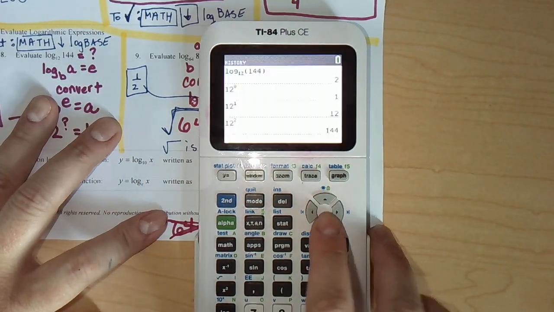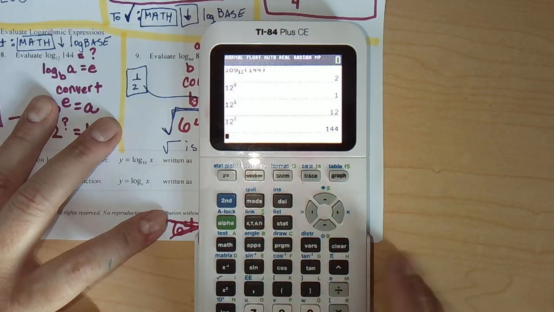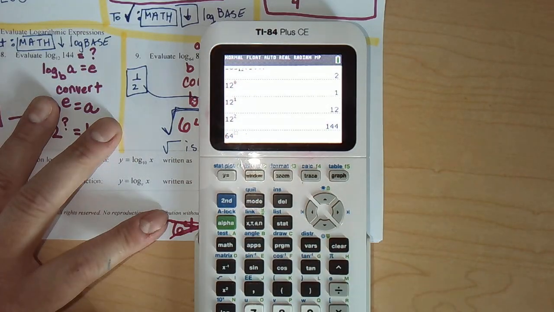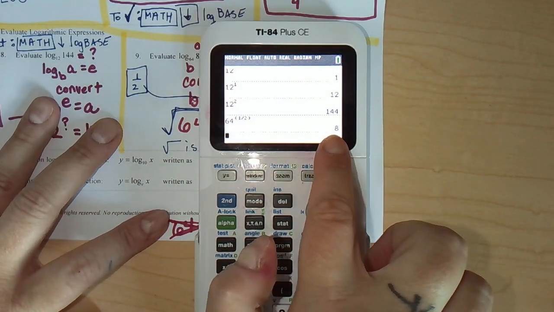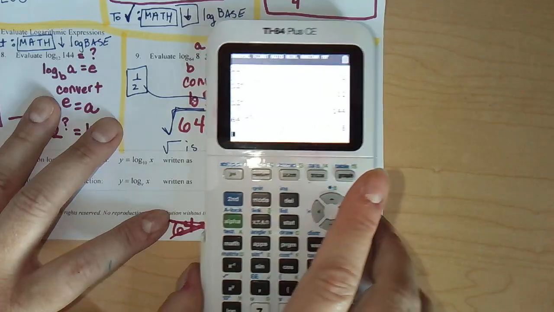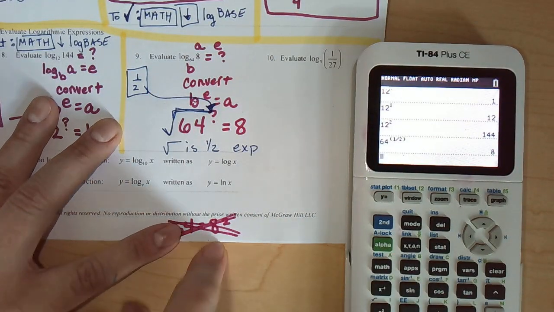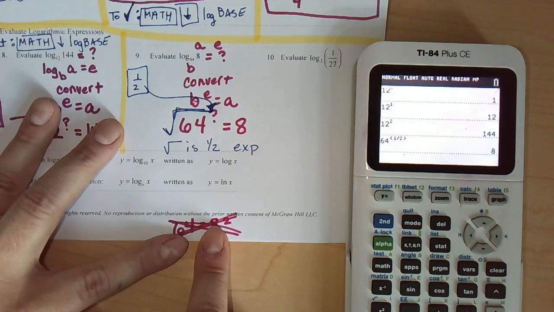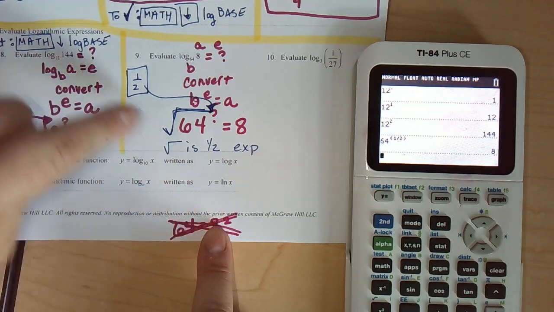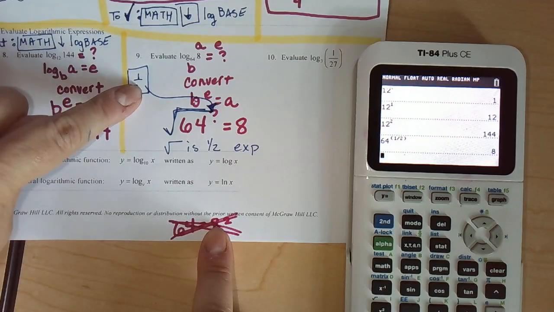I'm going to say 64 caret 1 divided by 2. Holy hot dog. Okay, so even though you knew that 8 squared was 64 and I said who cares, it was actually awesome. Because that squared is where the 1/2 comes from.